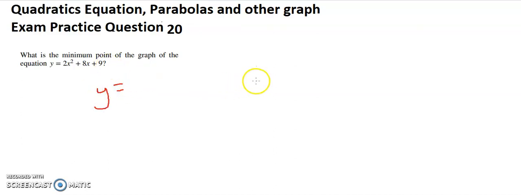I'm just going to leave that plus 9 over here, and I'm just going to get the common factor out of 2 from the x squared. So 8x divided by 2 is 4x. So I haven't changed anything.